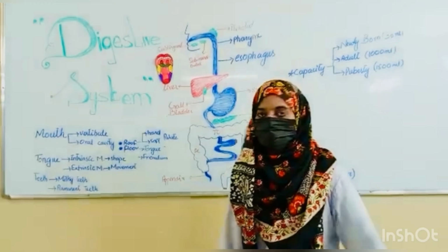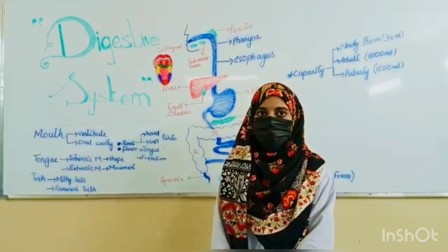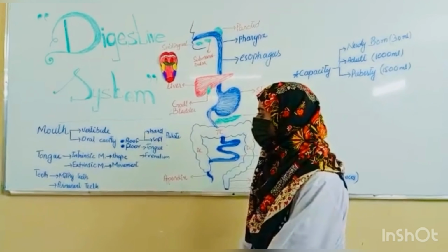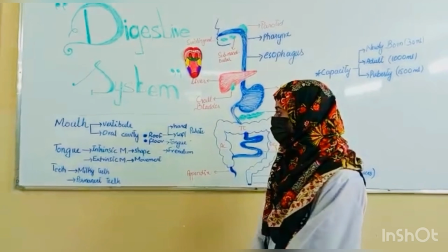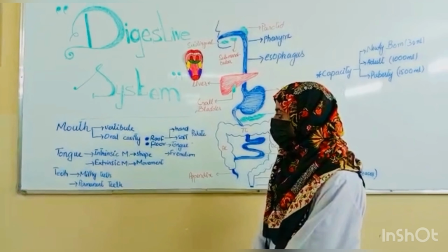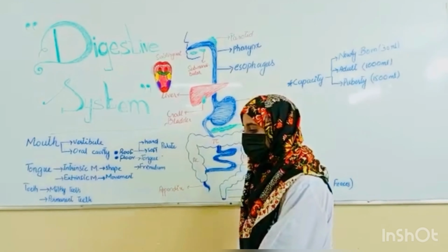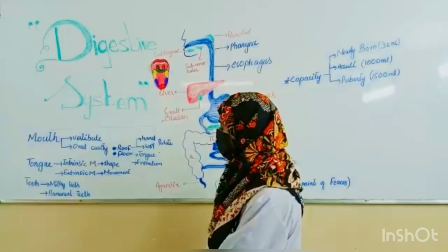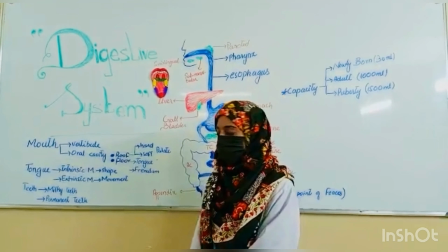The tongue has intrinsic muscles, and after that we have the extrinsic muscles. The intrinsic muscles are important for the shape of the tongue, and they consist mainly of longitudinal and horizontal fibers. And the extrinsic muscles are very important for the movement of the tongue.